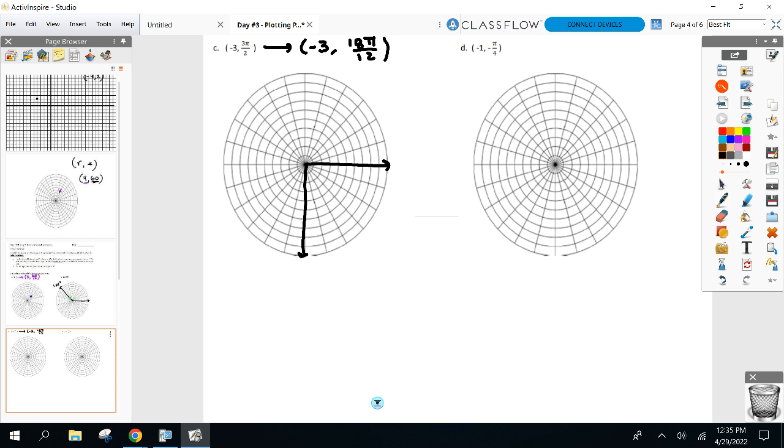All right, here we go. What effect does the negative have on the r value? I am not going to go here. I'm going to go opposite my angle. And that is why I had you guys pick up straight edges. You're going to go opposite the angle. Okay. Everybody good? So instead of going to here, I'm going to go to the opposite direction. And here's my point.